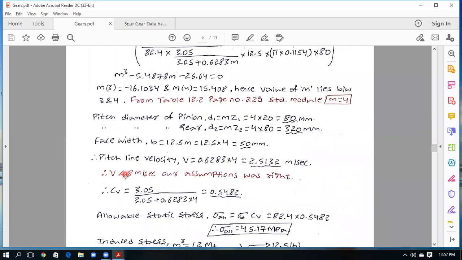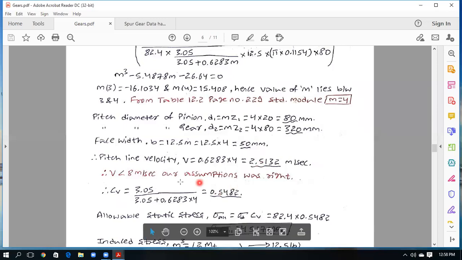less than 8 meters per second. Okay, and our assumption was correct. The velocity we are getting is 2.5132. Then after that, substitute that and find out the CV value.